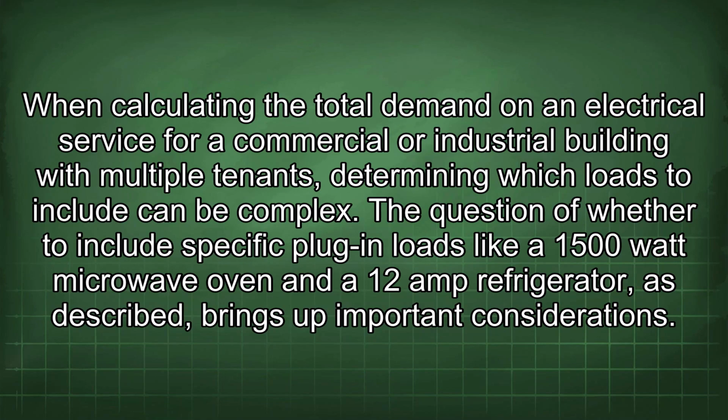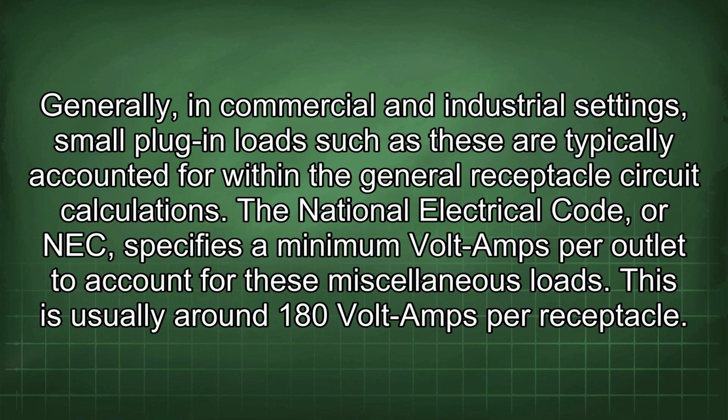When calculating the total demand on an electrical service for a commercial or industrial building with multiple tenants, determining which loads to include can be complex. The question of whether to include specific plug-in loads like a 1500-watt microwave oven and a 12-amp refrigerator, as described, brings up important considerations. Generally, in commercial and industrial settings, small plug-in loads such as these are typically accounted for within the general receptacle circuit calculations.